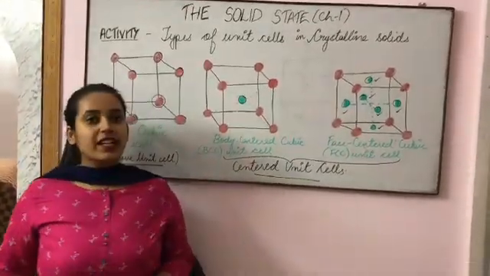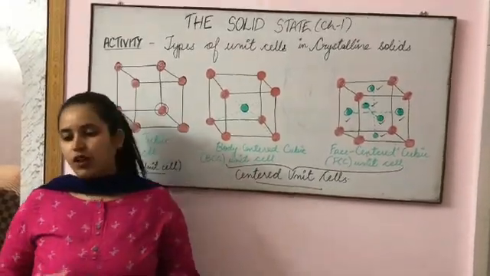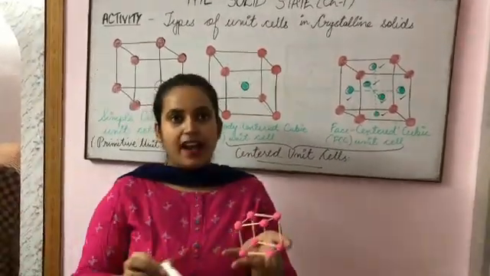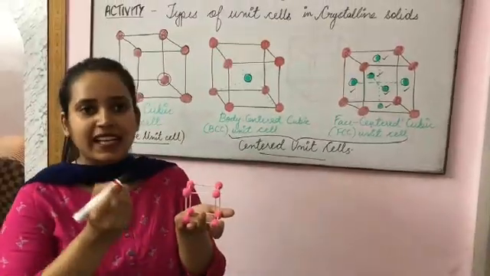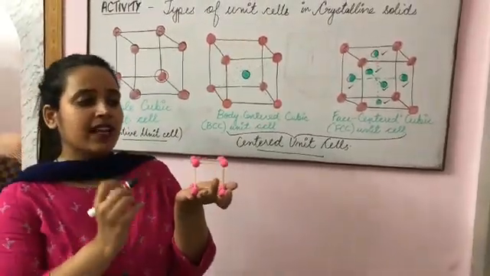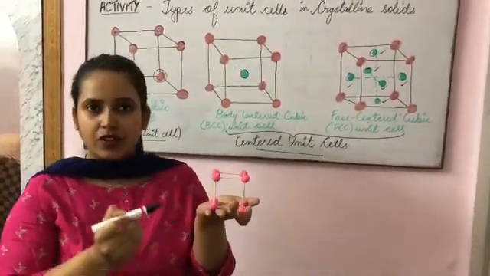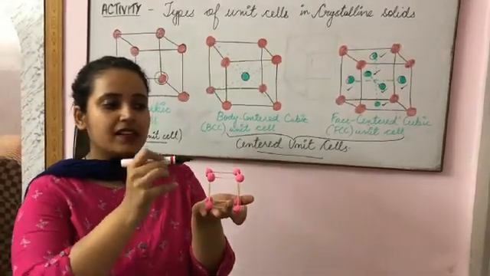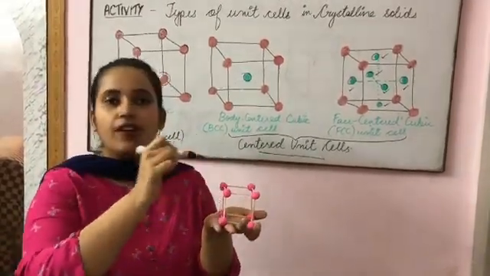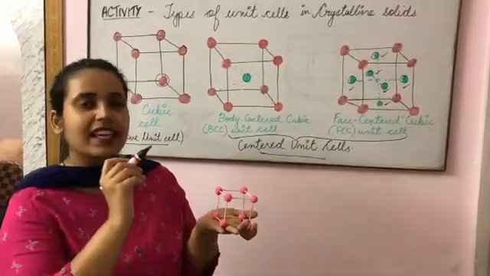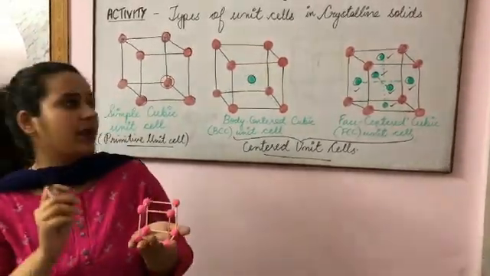Talking about its 3D model, we can show its 3D model with the help of this structure. I've made this structure with the help of stick and clay. So as you can see, in this cubical structure, the constituent particles are present at the corners of this unit cell. So this is known as simple cubic unit cell.